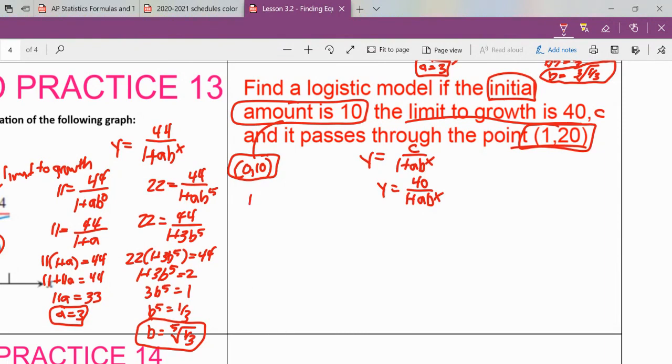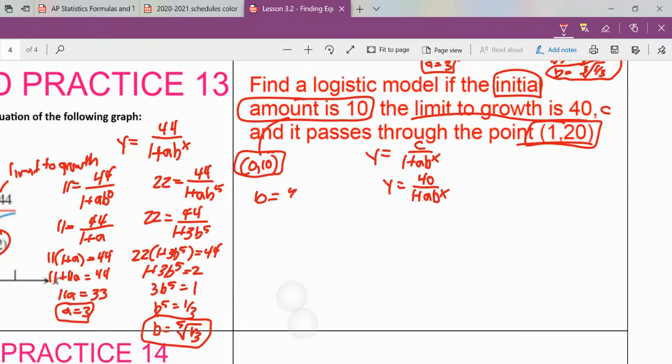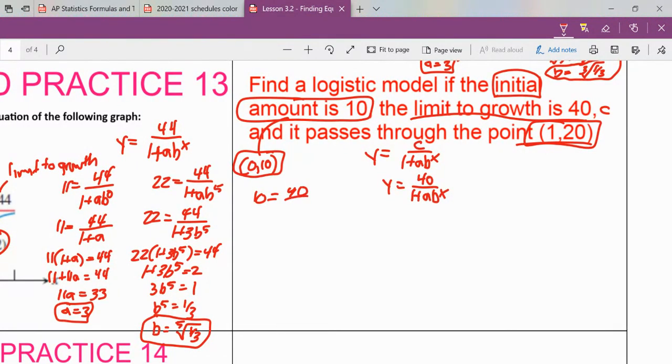So this first one here, put 10 in for y. Then I get 10 equals 40 over 1 plus a times b to the x value of 0. b to the 0 is 1, so this is just 1 plus a. Multiply both sides by 1 plus a, so it clears the fraction, so I get 10 times 1 plus a equals 40. Now you can either distribute this, or I'd like to actually just divide both sides by 10, so I just have 1 plus a equals 4. Subtract 1, a is 3.